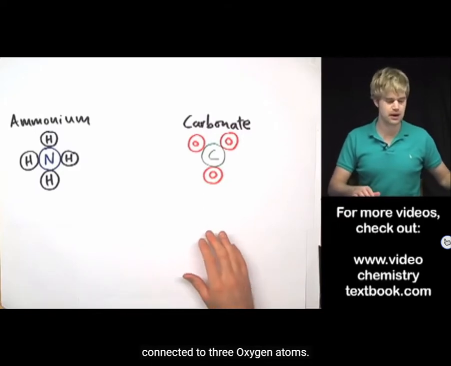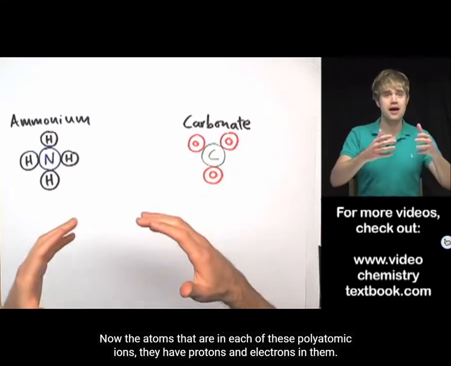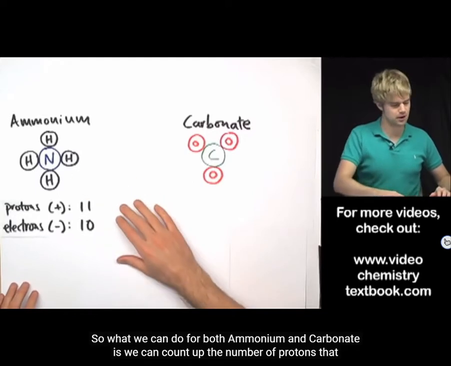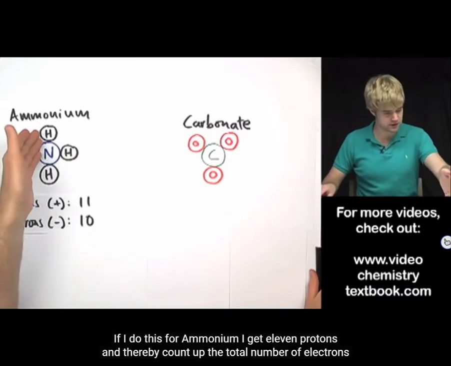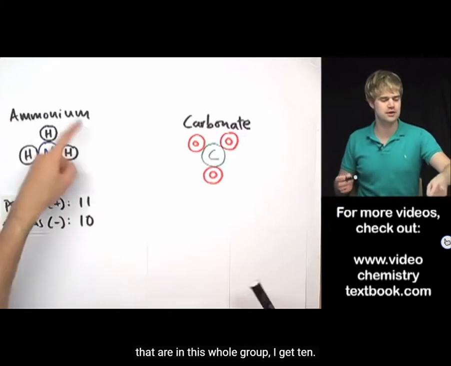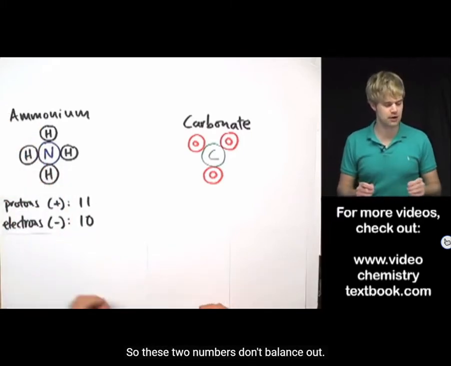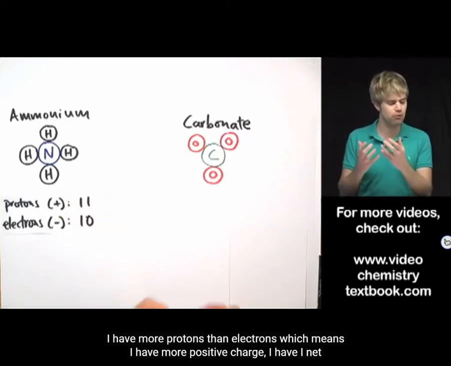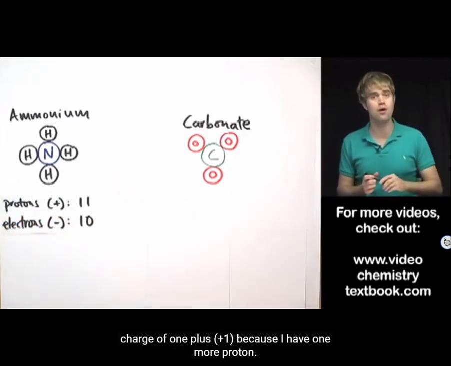and carbonate is 1 carbon connected to 3 oxygen atoms. Now, the atoms that are in each of these polyatomic ions, they have protons and electrons in them. So what we can do for both ammonium and carbonate is we can count up the number of protons that are in each of these atoms. If I do this for ammonium, I get 11 protons. And then if I count up the total number of electrons that are in this whole group, I get 10. So these two numbers don't balance out. I have more protons than electrons, which means that I have more positive charge. I have a net charge of 1+ because I have 1 more proton.